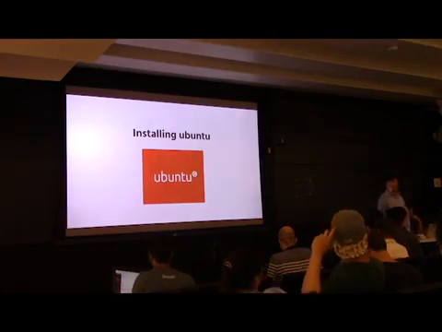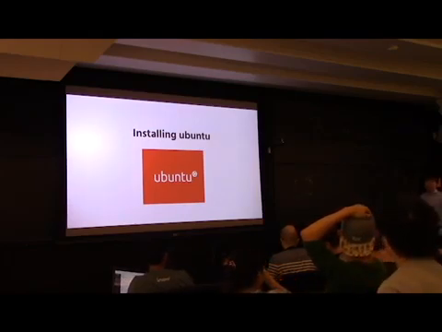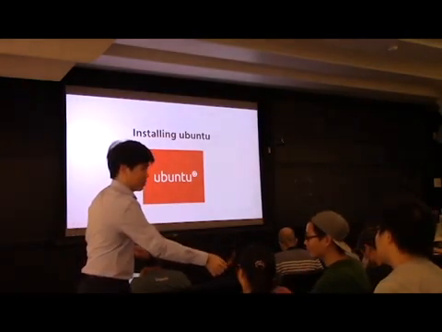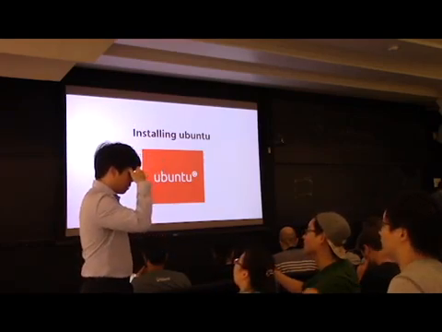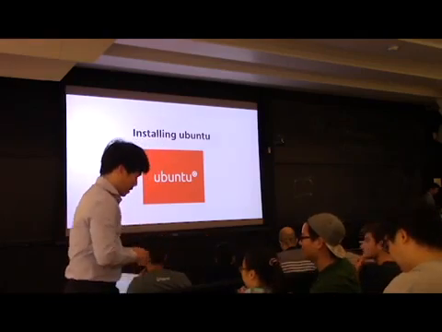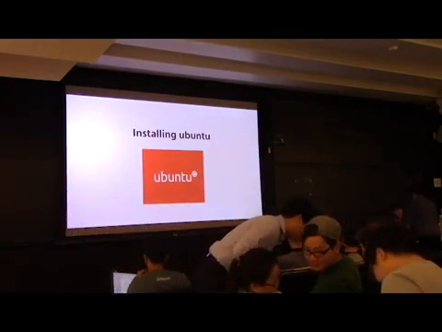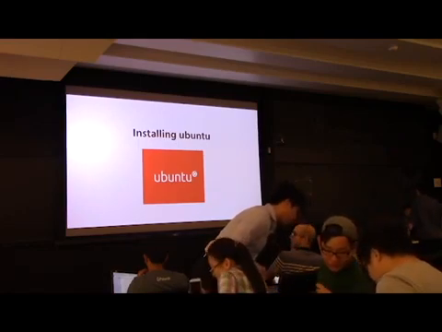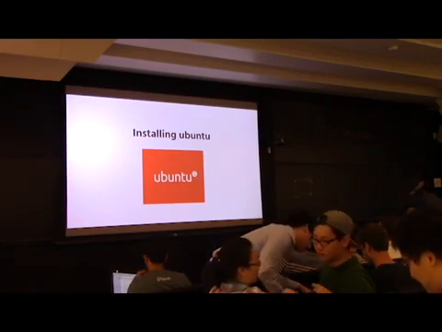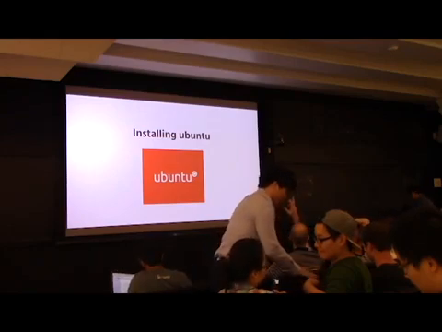Who needs a boot media? Okay, we'll start with you. We forgot to put markings on those, but please don't take these. There's one for Mac.